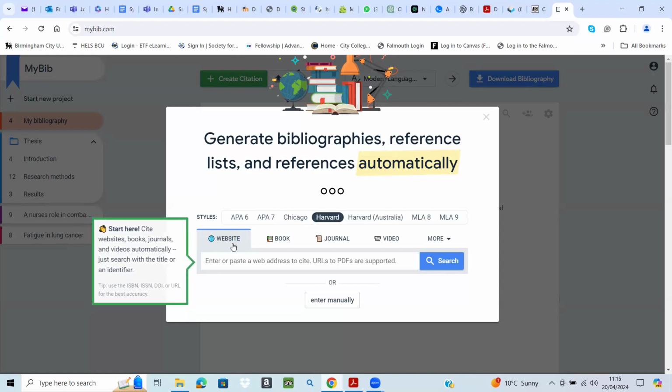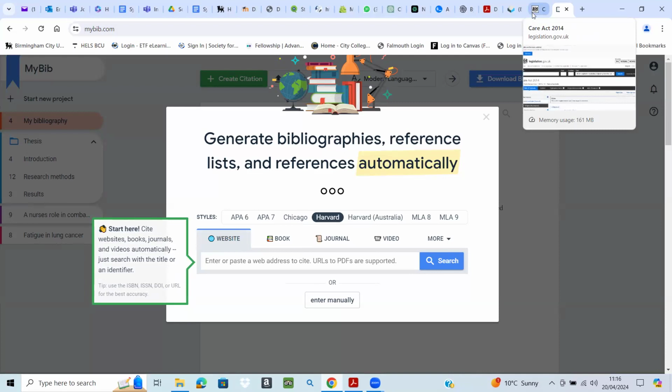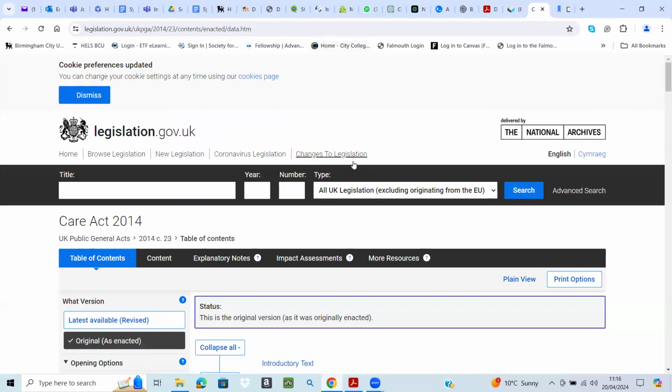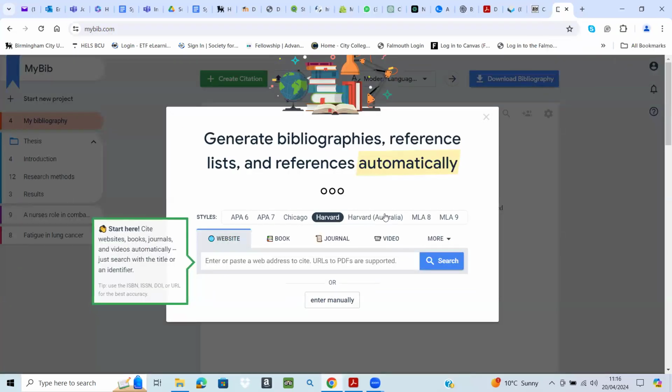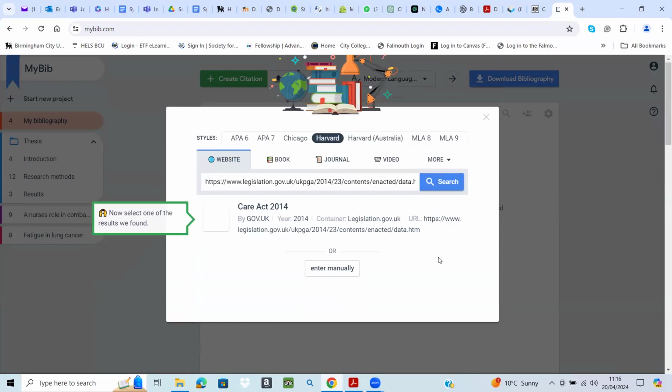Here we have options for websites, books, journals, videos, and more. What we are taking the information from is a website. For example, this is the link. We'll copy it, go to MyBib again and make sure it's Harvard and it's a website. We will paste the link here and search for it.